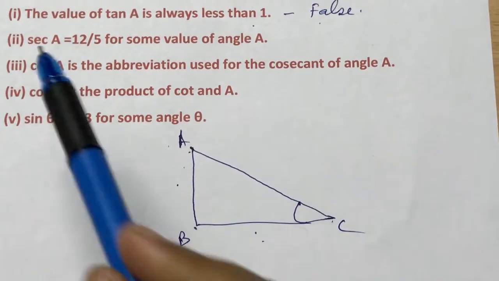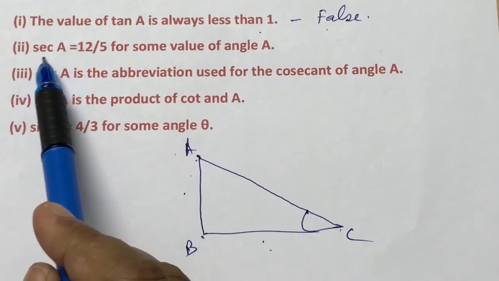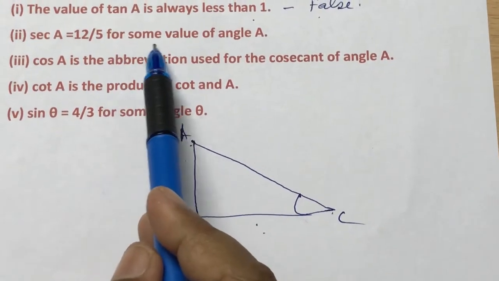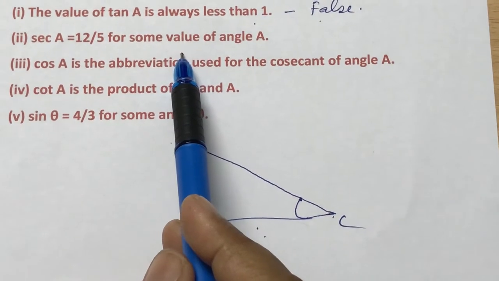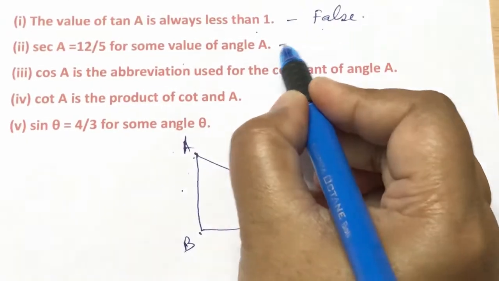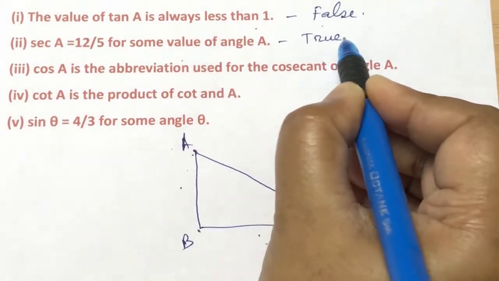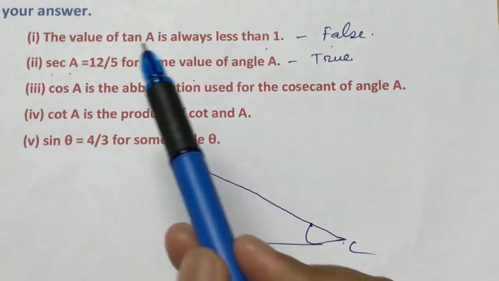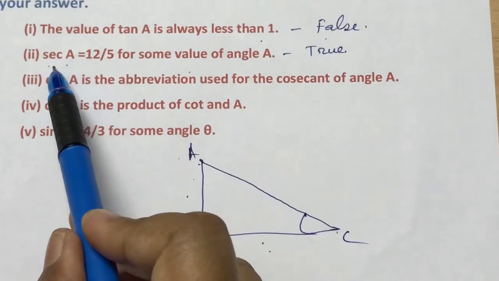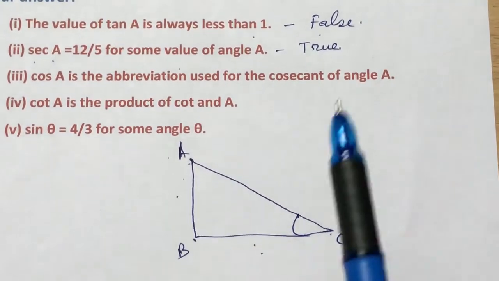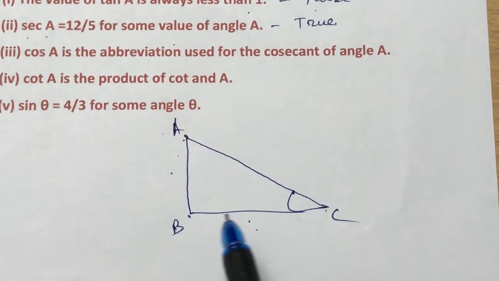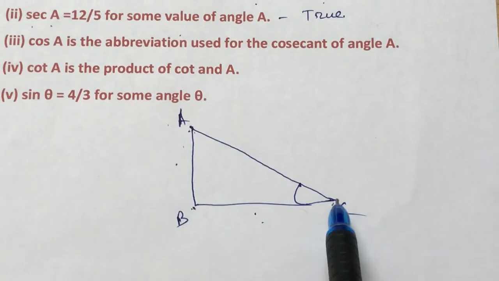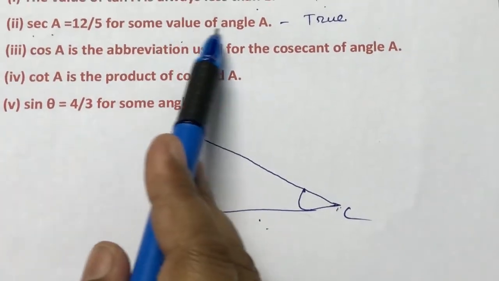It can have any value. Now sec A is equal to 12 by 5 for some value of angle A. This particular statement is true. Why? Because the value of sec A is always greater than 1. What is sec A? It is the reciprocal of cos A. That means it is hypotenuse by base. So hypotenuse is always greater, so that is always greater than 1.